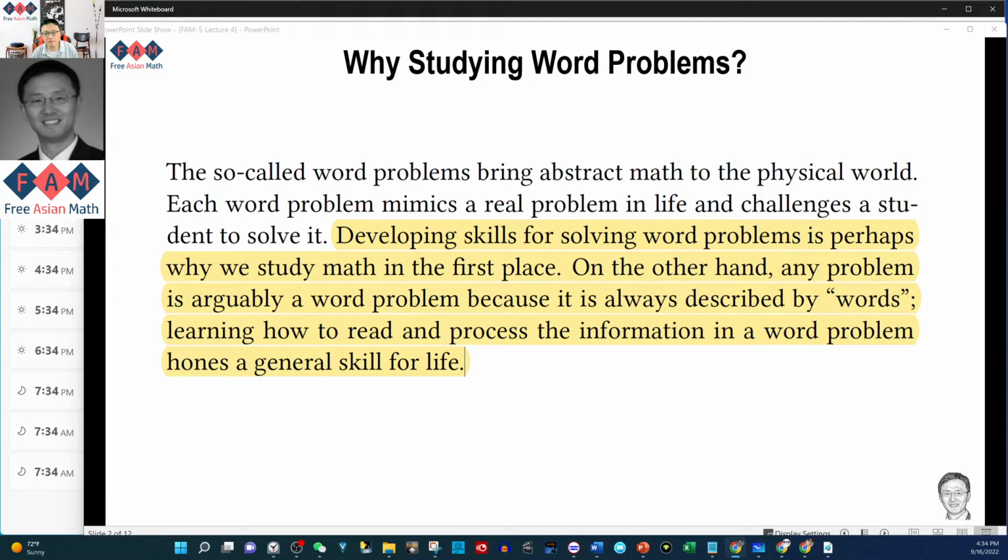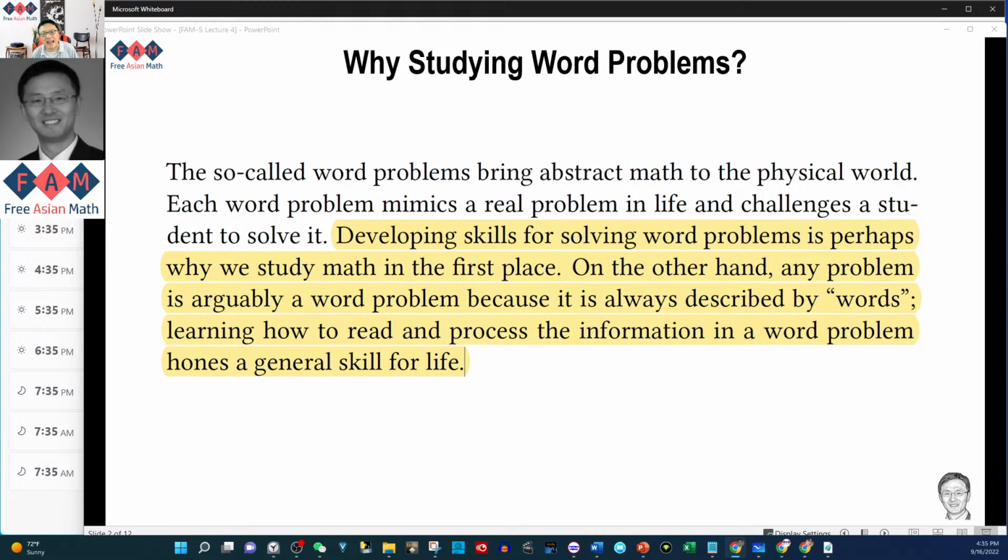All right, so let's first review why we want to study word problems. So why did we want to study math in the first place? Math itself, as we mentioned at the very beginning of this class, is abstract in nature. However, we really want to use math as an abstract tool to solve real world problems. And that's exactly why we want to study how to solve word problems, because those word problems are just artificially written problems for you, but they mimic real world problems. In fact, any real world problem can be considered a word problem because you can only describe your problem in words, right?